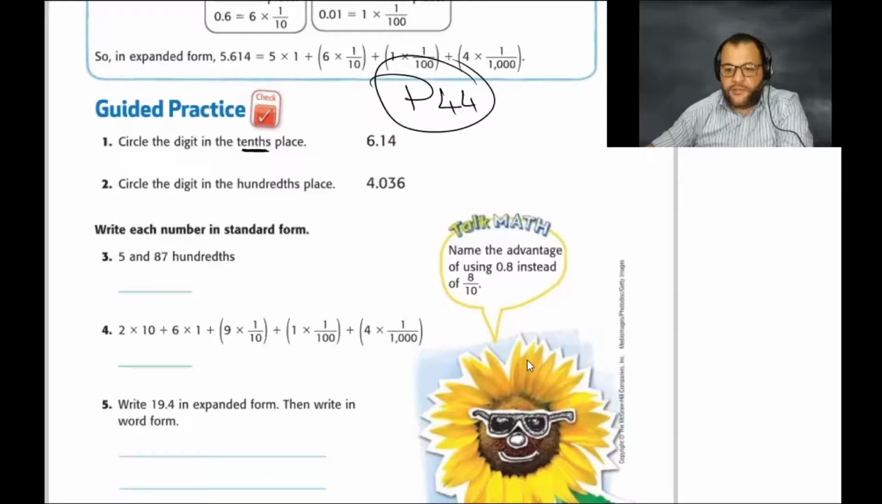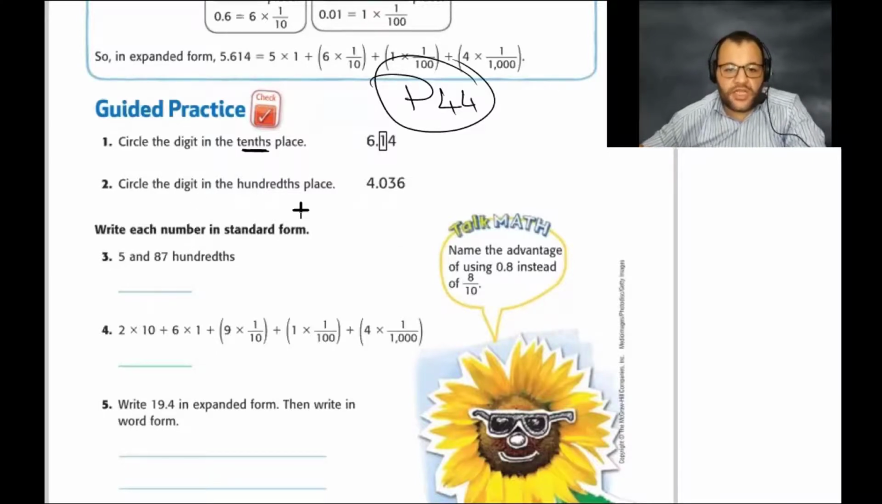Malik? Which digit? The digit is a 1. 1 is the tenths place. The tenths place is the first digit at the right of the decimal. Thanks, Malik. Abdurrahman, can you solve the next one?